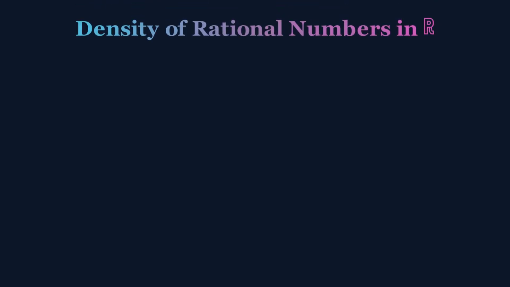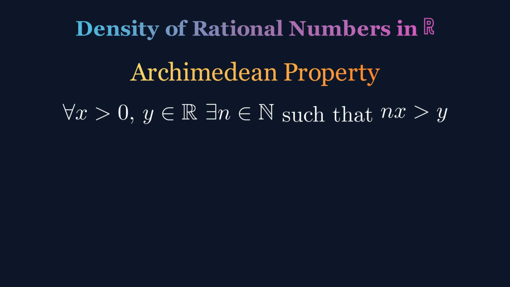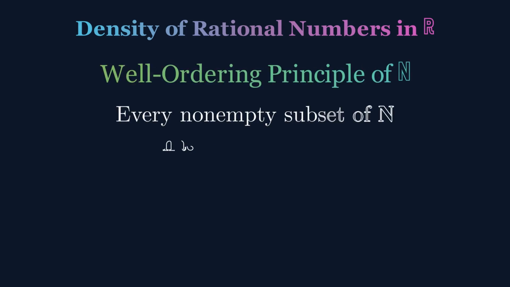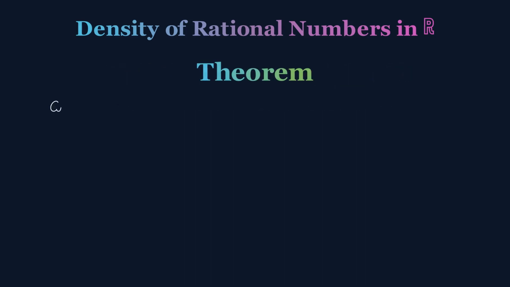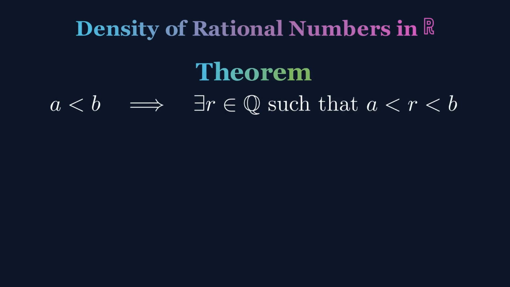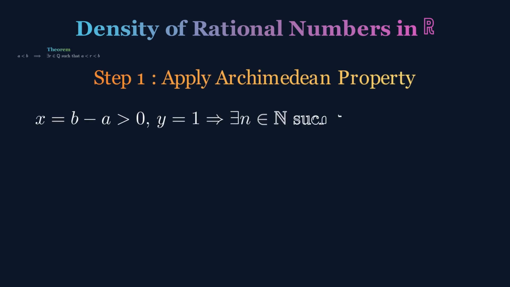The set of rational numbers is dense in R. It actually means that between any two real numbers, there always exists a rational number. To prove it, we use the Archimedean property and the well-ordering principle of natural numbers. So, it is a consequential result of the order completeness axiom of real numbers.